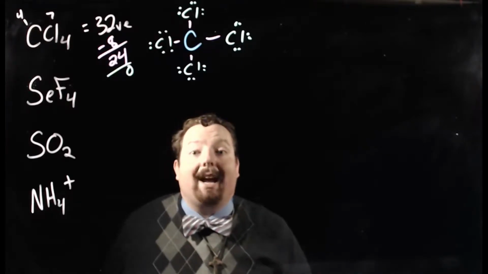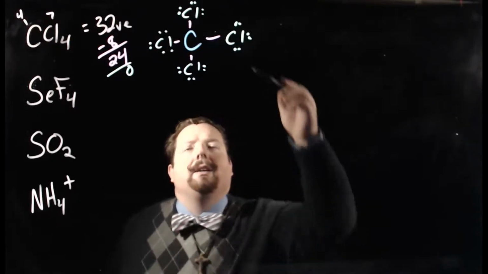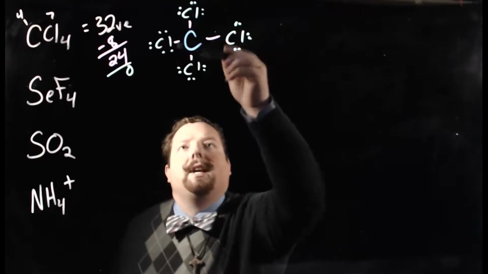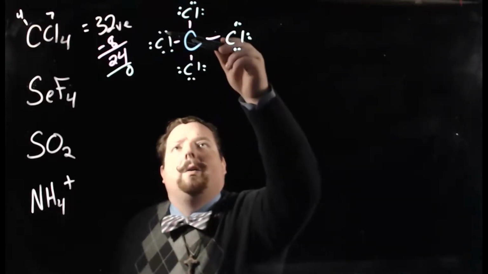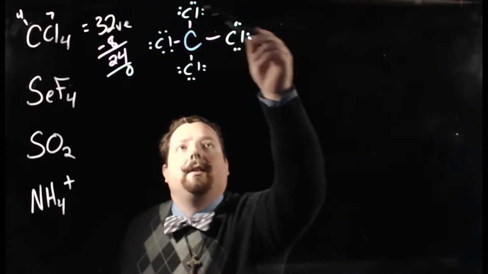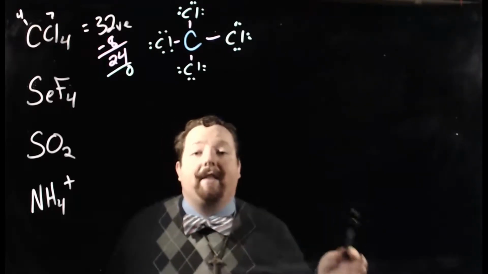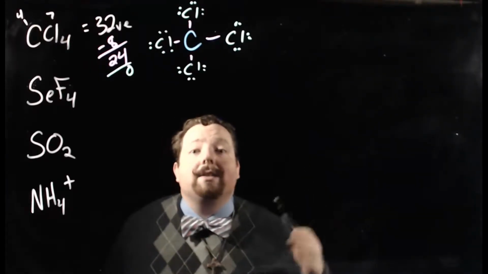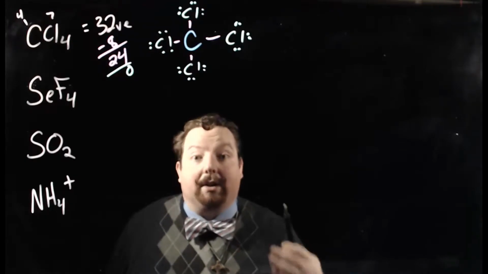And then we go back and double check. Does each of our atoms have a full octet? So carbon has 2, 4, 6, 8 electrons around it, so it's good. Chlorine, 2, 4, 6, 8. And the rest of the chlorines are all the same. So all of them have 8 electrons around them. They're good to go. This is the Lewis structure for carbon tetrachloride.